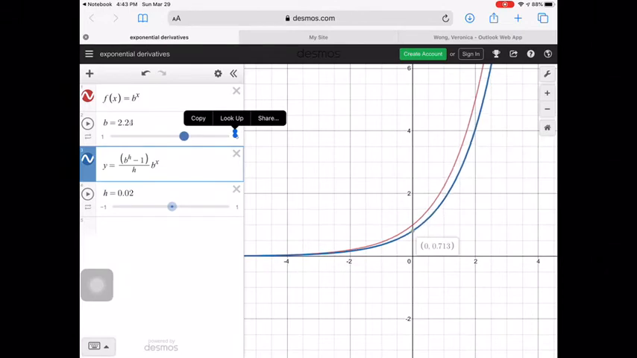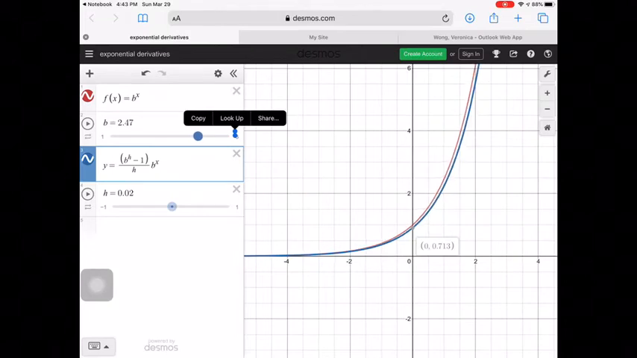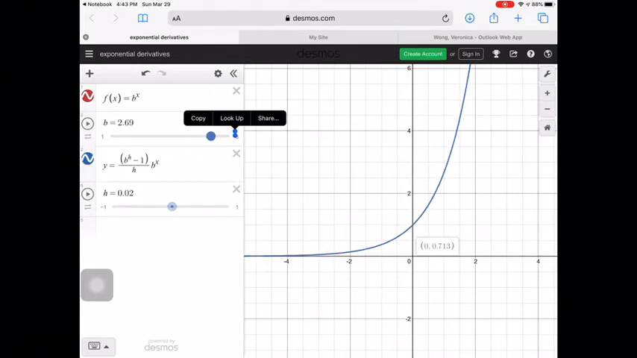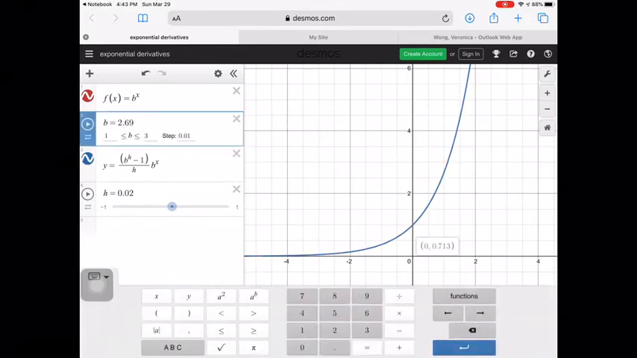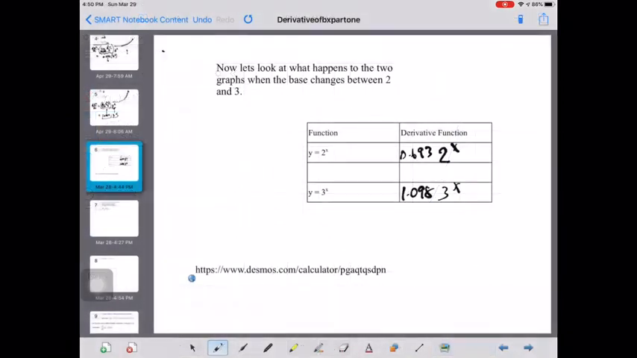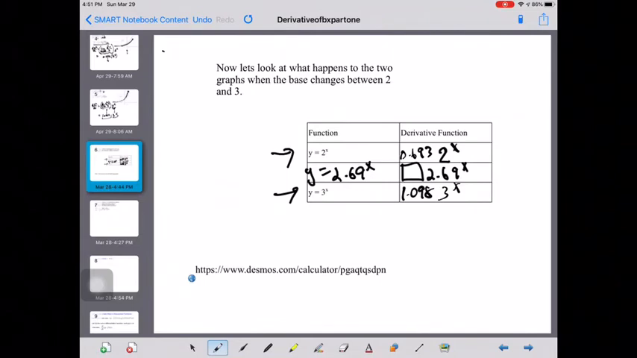It seems like if I keep going, as I increase the b value slightly, the derivative graph and the original graph are getting very, very close to each other. Give or take, at this point, when the base is 2.69, the function and the derivative function are the same. So from the Desmos demonstration, when the base is 2.69 to the power of x, the derivative is also 2.69 to the power of x because the two functions overlap each other. Unlike 2 to the x and 3 to the x, there is no compression factor nor vertical stretch factor. In other words, the number in front here is 1.